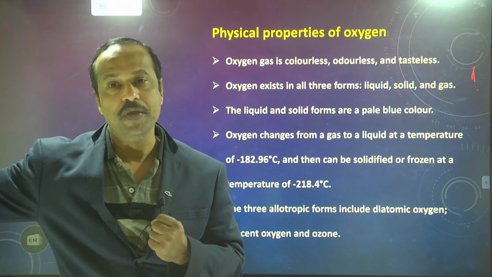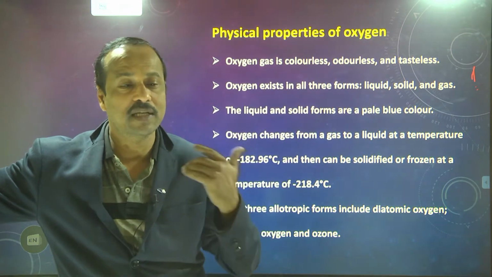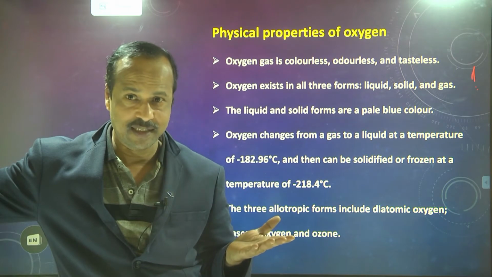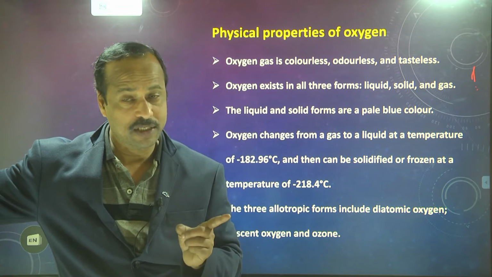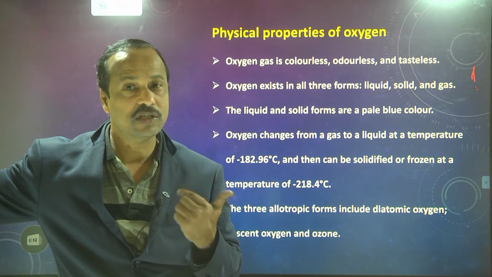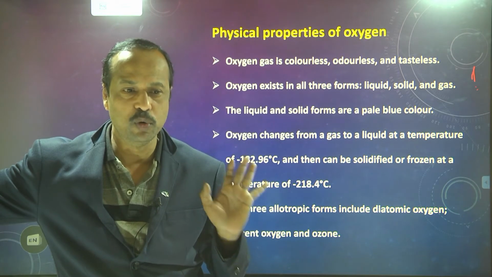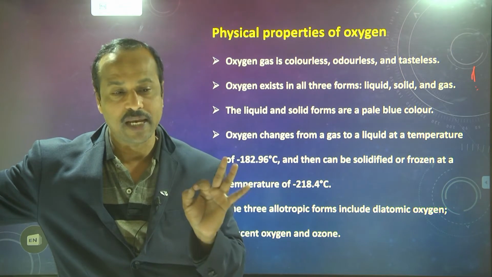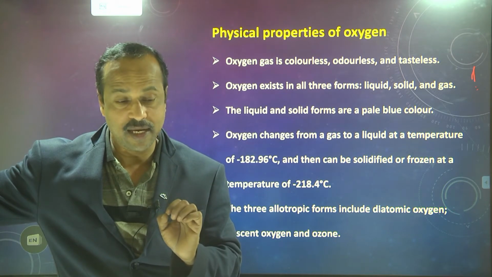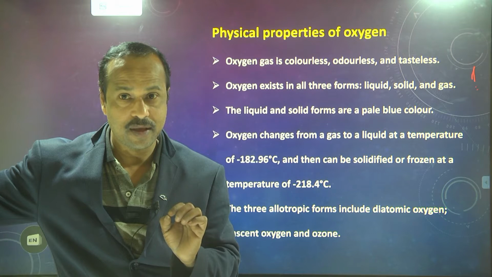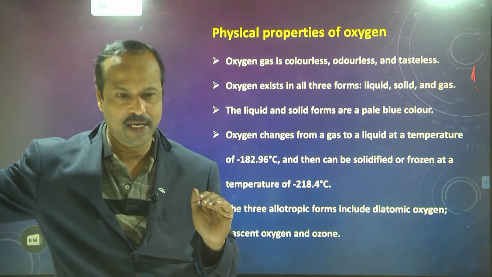Clear, sir. Now, just now in the gaseous state we discussed that oxygen has no color. It is colorless. But when you convert oxygen into liquid state or solid state, it appears pale blue, meaning light blue in color. The liquid and solid forms of oxygen are pale blue, very light blue in color.